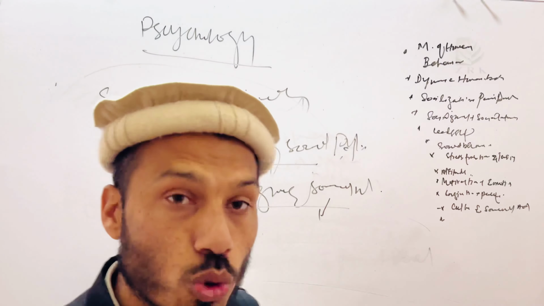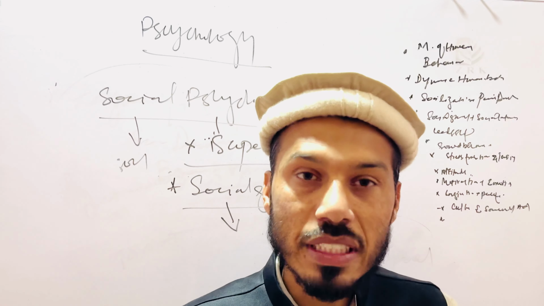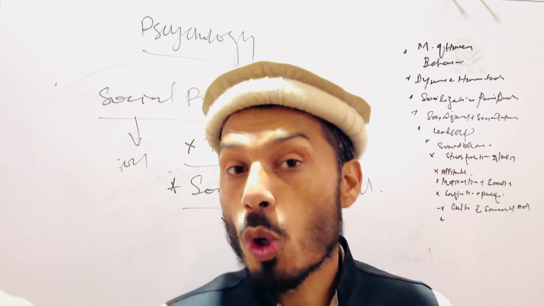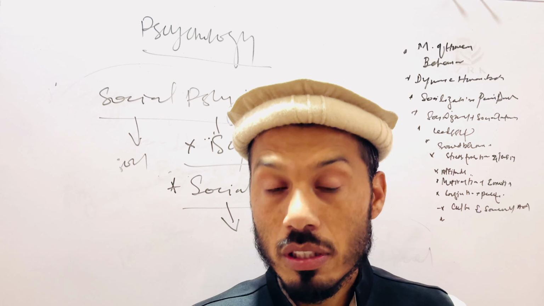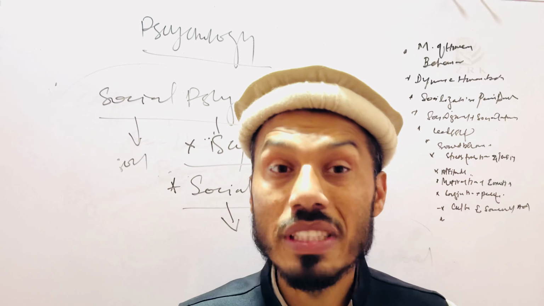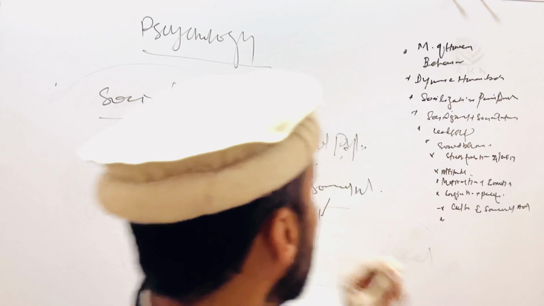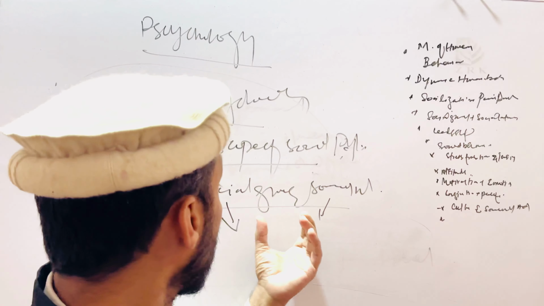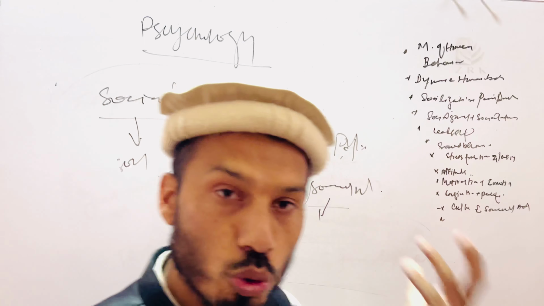The other is the social interaction. Social interaction means individuals who are combined for specific goals. These individuals are combined with society. So this is the social interaction. So social psychology deals with the study of social group and social interaction.